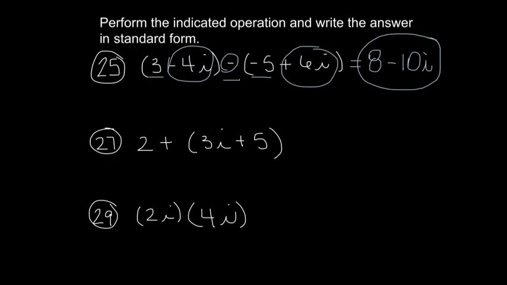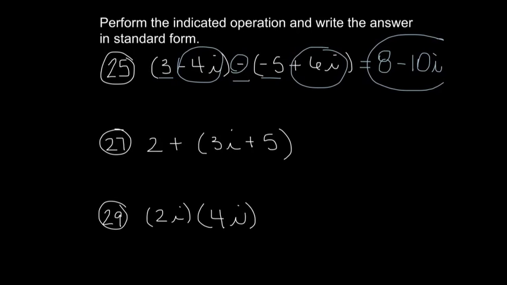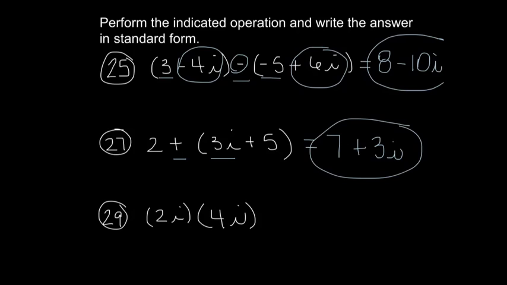In number 27, I have a real number, the 2, that I'm adding to that imaginary and real number that make up that complex number, 3i plus 5. If I do the real components first, I have 2 plus 5, which just gives me 7. And then I have the plus 3i, which I'm just going to bring along because I don't have anything to combine it with. So my answer is 7 plus 3i.